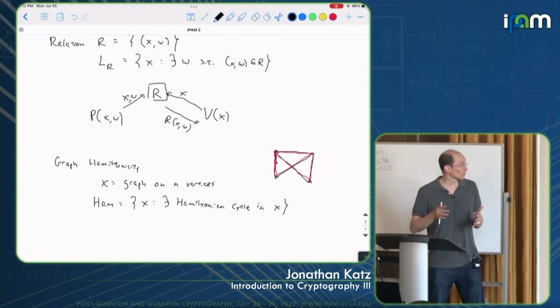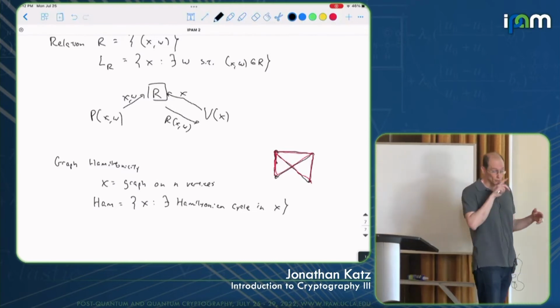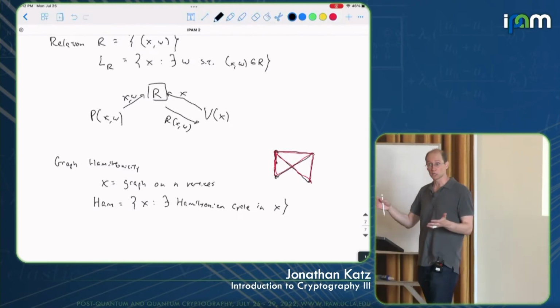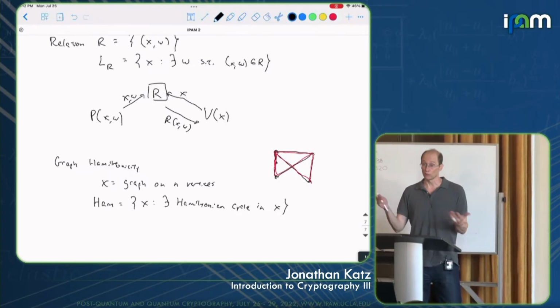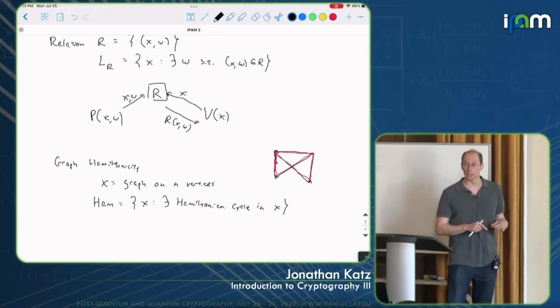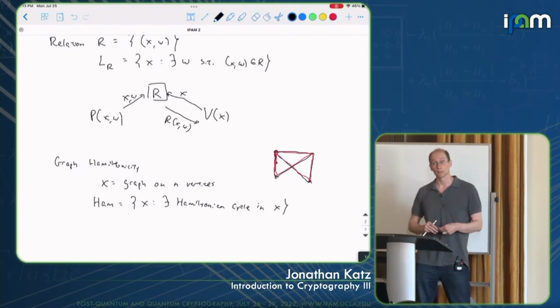Right? And some graphs may have no Hamiltonian cycles, in which case they wouldn't be in this language, and no sequence of vertices would satisfy that check. Other graphs may have one or even multiple Hamiltonian cycles. It's fine if you have more than one. We're only asking about the existence of at least one Hamiltonian cycle in the graph.